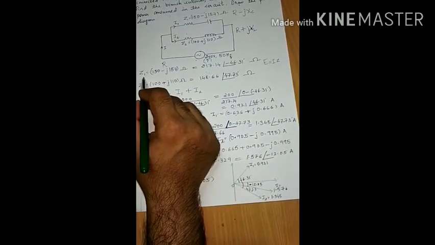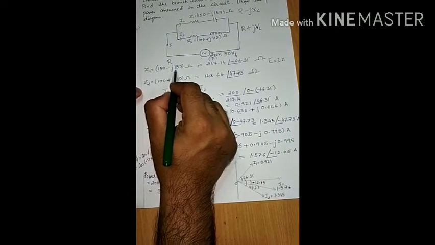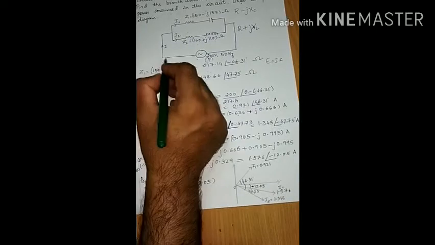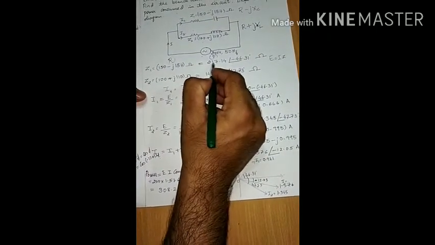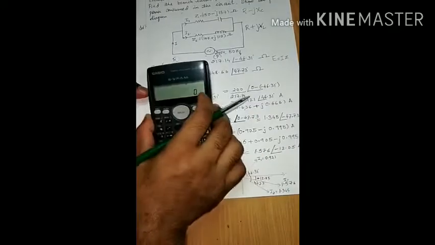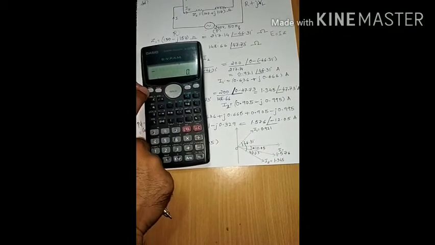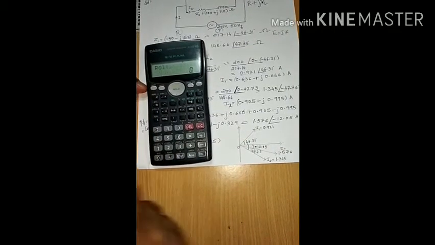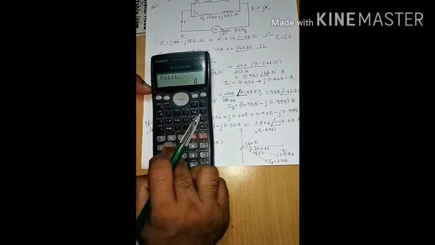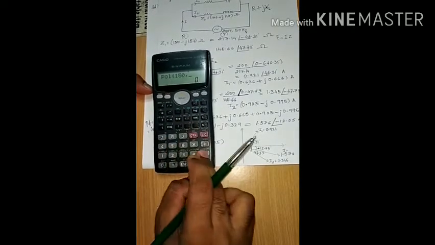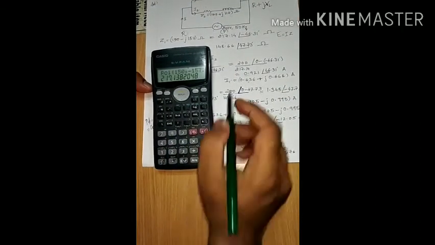Now Z1 is 150 minus J157 ohm, which is in rectangular form. Now we need to convert this to polar. Let's see how we can convert this. Shift Pol, write down the real component and the imaginary component, 150 comma minus 157, and say equal to.